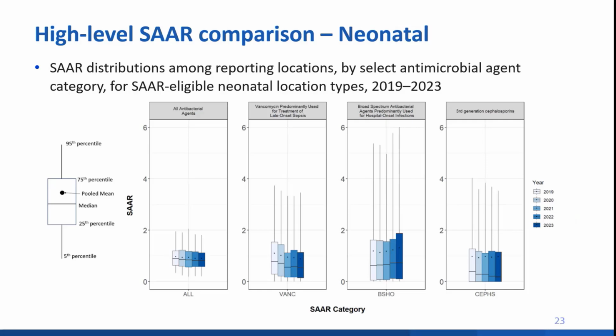And lastly, SAAR distributions among reporting neonatal locations for the following antimicrobial agent categories were also added for 2019 through 2023. This included the all antibacterial agents category, vancomycin predominantly used for treatment of late onset sepsis, broad spectrum antibacterial agents predominantly used for hospital onset infections, and third generation cephalosporins.